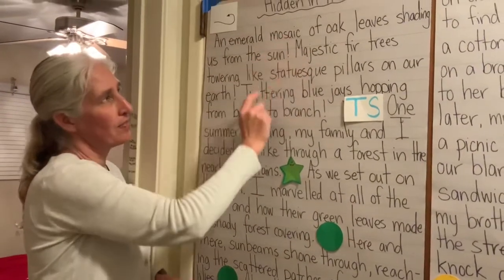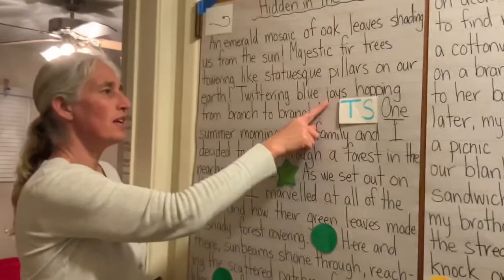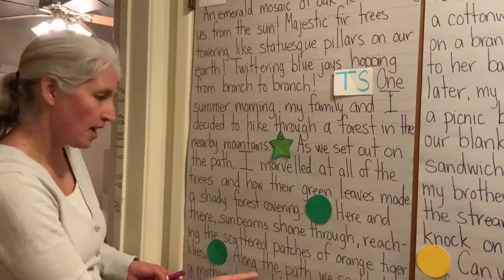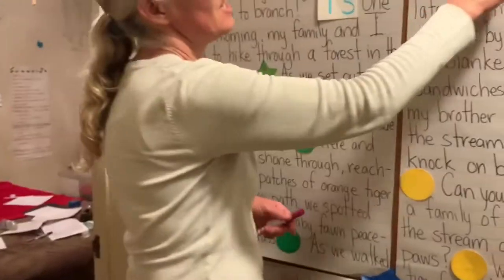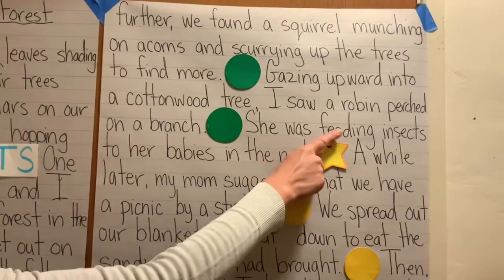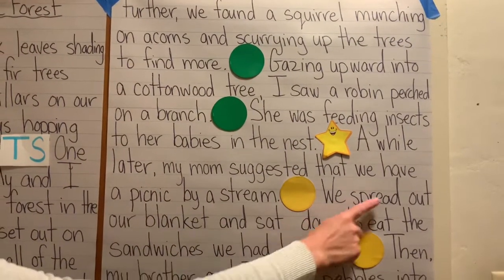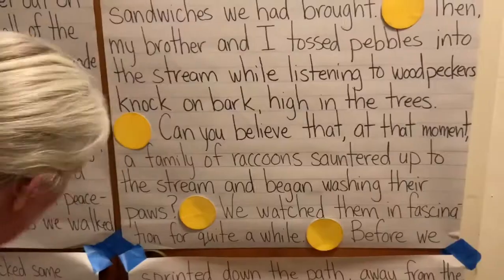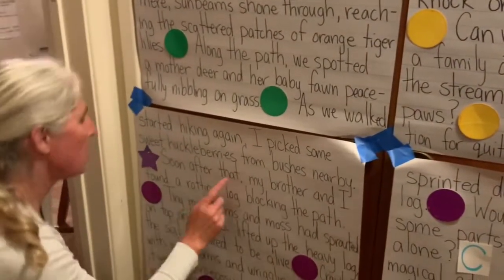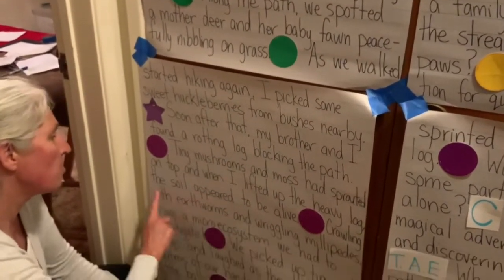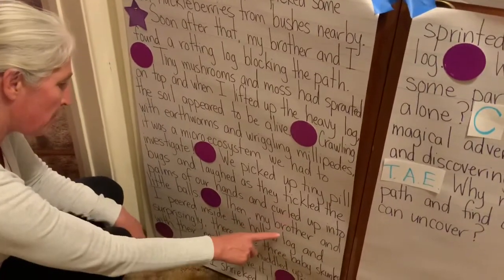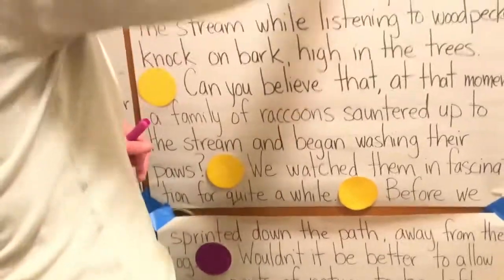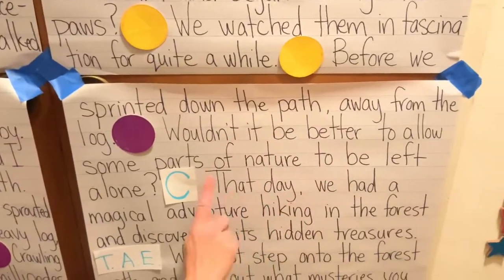An emerald mosaic, majestic fir trees, twittering blue jays, one summer morning, as we sat, here and there, along the path, as we walked, gazing upward into, she was feeding. A while later, we spread out. Then my brother, can you believe we watched them before we started? Soon after that, tiny mushrooms and, crawling with earthworms, we picked up. Then my brother, I couldn't believe. Run, everyone, I shrieked. Gazing up, wouldn't it be better, that day we had?